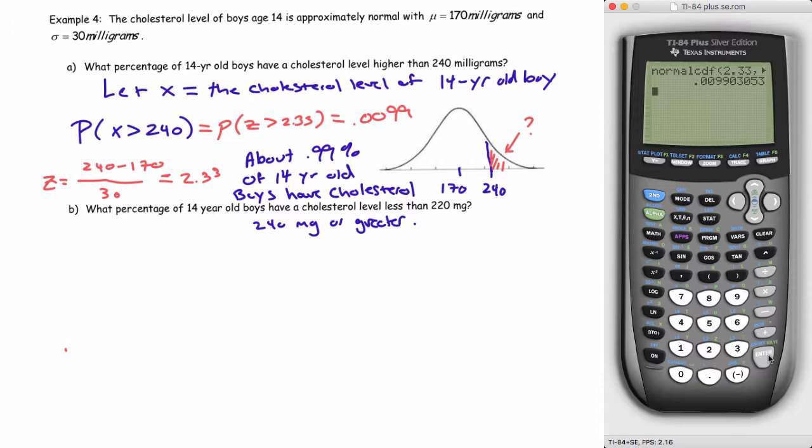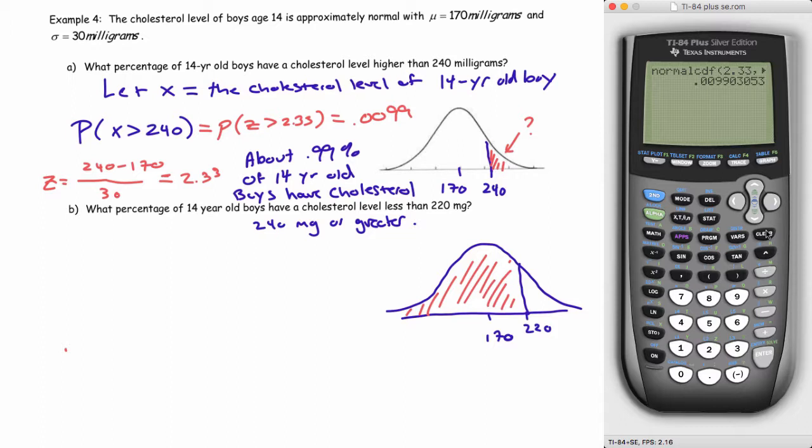This says what percentage of 14-year-old boys have a cholesterol level less than 220. So I guess I didn't draw a picture here, but we'll make one. Again, we put the 170 here. 220 is here. And we're looking for this area. So since it says a cholesterol level less than, we're shading left. Okay, and so then we get the z-score that goes with 220. First let's write our percentage statement. We can still use the variable above because it's the same context. So the percentage of boys whose cholesterol is less than 220. So let's get the z-score.